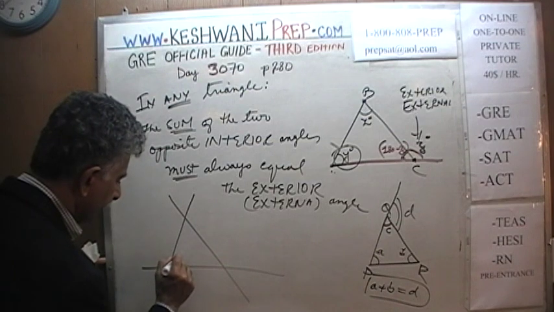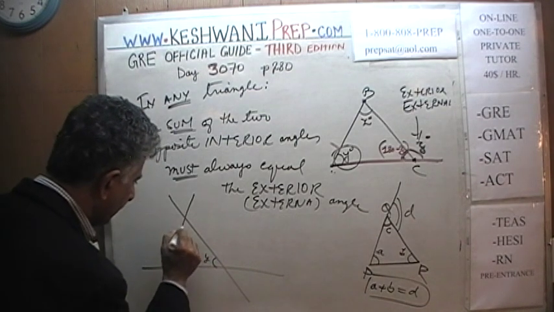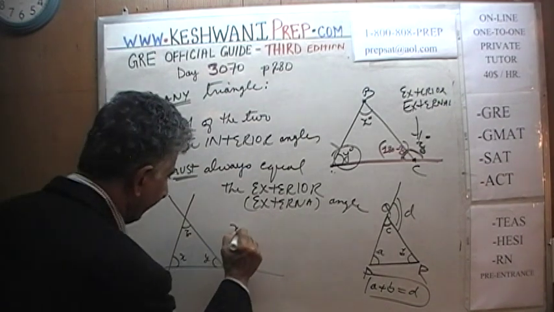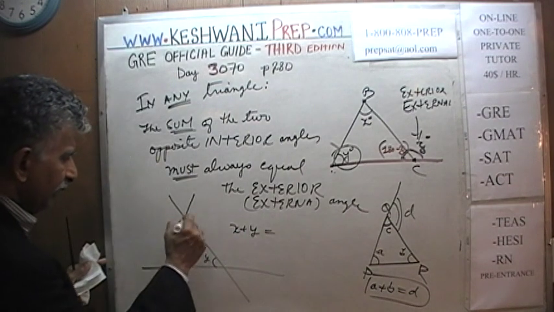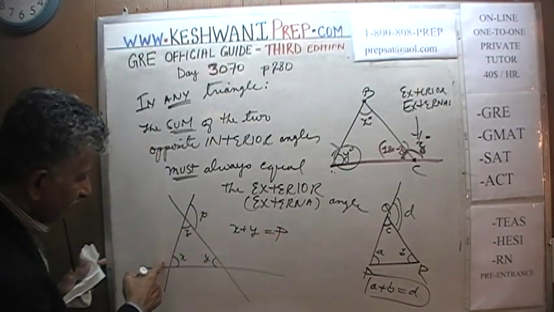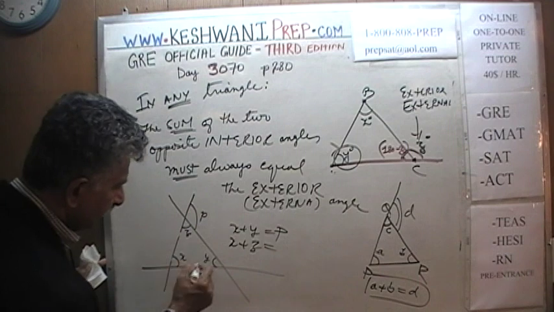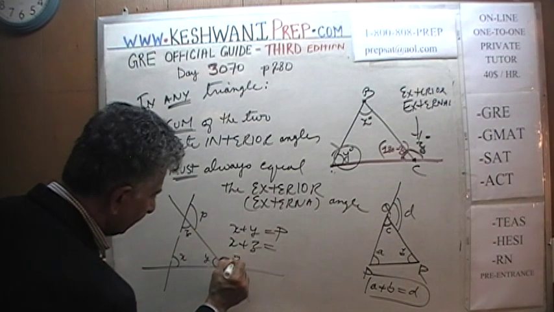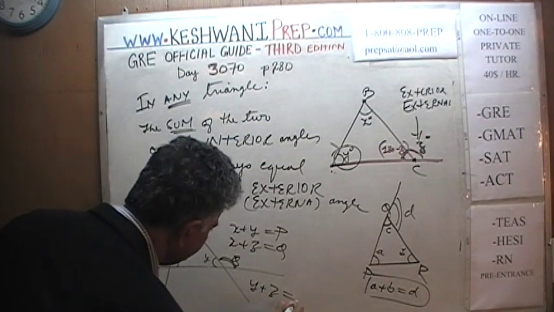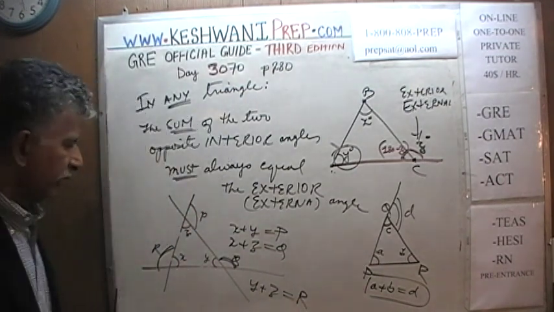We did A, B, let's do x, y and z again. So, watch what happens. X plus z here would have to equal this one right here. Let's call it angle P. Y plus z would have to equal this one right here. Let's call it Q. And x plus z would equal this angle right here. Let's call it R. That's what we're talking about.